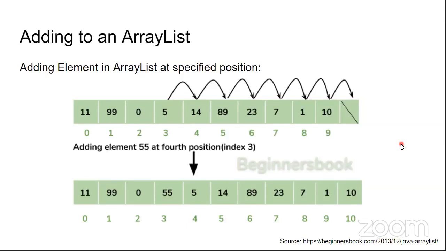So, adding to an ArrayList. To add an element to an ArrayList, you could do it by specifying the position or index. So let's say we want to add it at index 3. You would call the dot add with the index in the parameter of the method, and then it will shift down these elements after it for you.